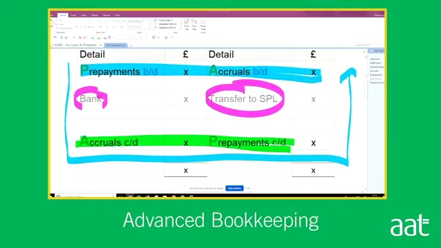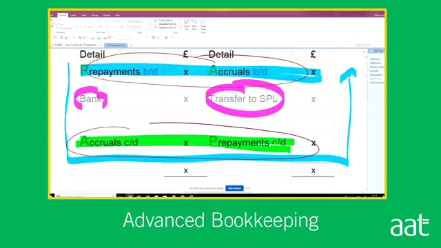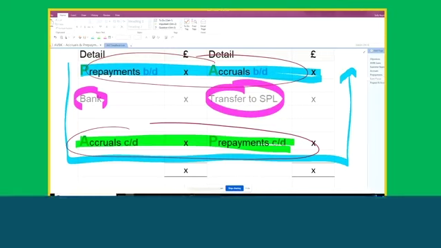So really, it's just to help you where your accruals and prepayments go. The top bit here relates to your accruals and prepayments from the previous year. Your accruals and prepayments at the bottom part of your T account relate to the accruals and prepayments for the current year. Okay, and that's all it does. It's just helping you to know where everything goes.